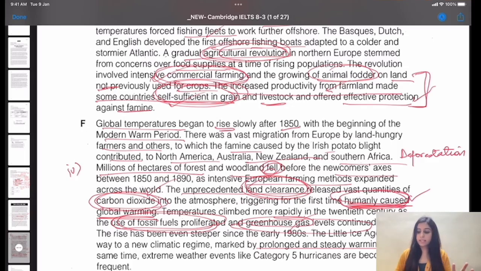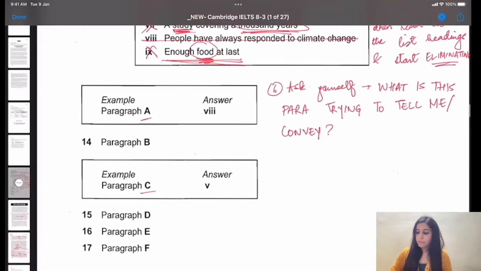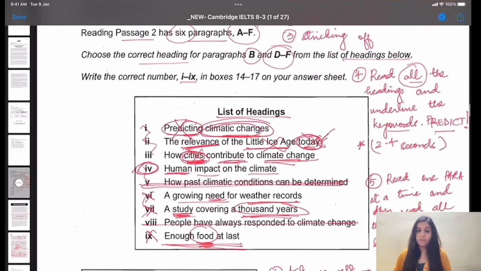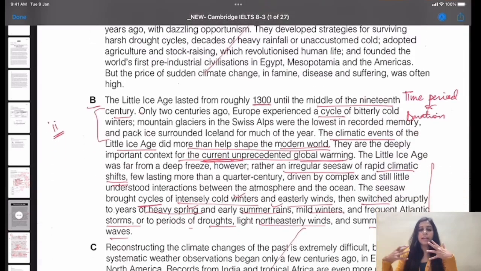I hope everyone's clear. Now the last step is to verify. So step 7, verify your answers quickly. So just have a look at the paragraph and the headings, just match it. You need to justify it to yourself why this is the heading for this particular paragraph. Once you're done with that, you're good to go.